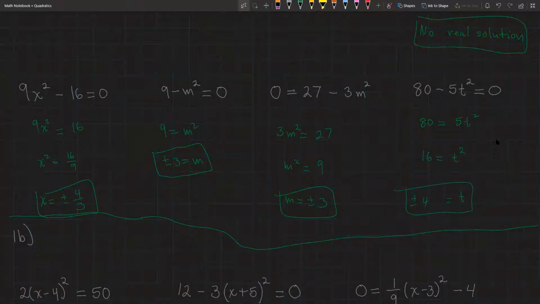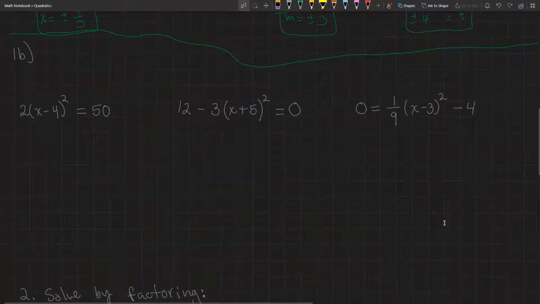I want to say a word about this in this case. Because t in the future will most likely stand for time, you have to ask yourself, can t be positive 4? Can time be positive? And the answer is yes. But can time be something like negative 1 or negative 4 or negative 2? Can time be negative? Absolutely not. So just keep that in mind.